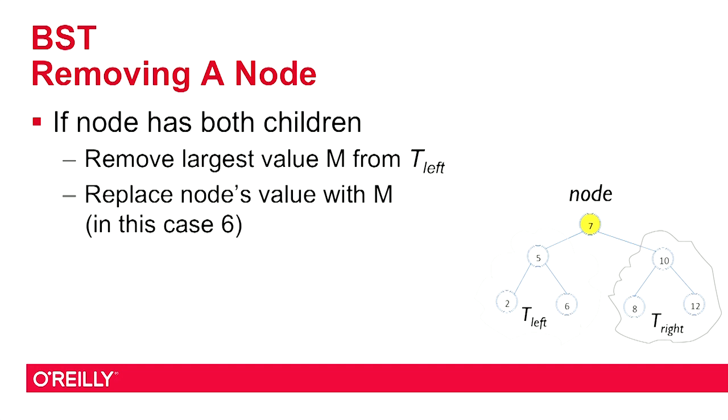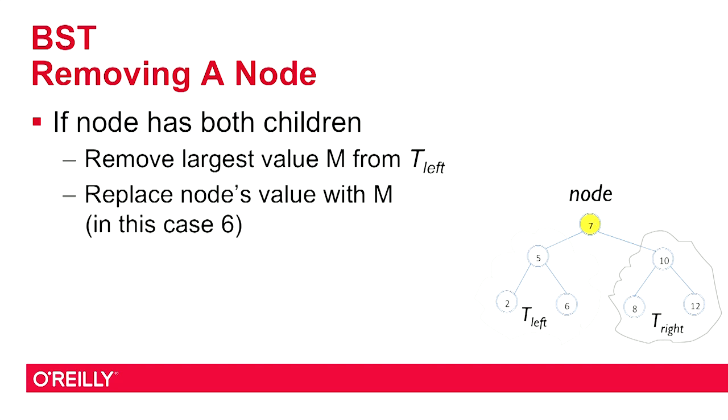I know that all the elements in the left subtree of a node are smaller than that node. In this case, 7 is greater than all the elements in this left subtree. But if you think about this left subtree, it must have some maximal value. And in fact, you can see it here, it's the number 6. So if I could just find the maximum value in the left subtree, then I should be able to replace my node that I'm about to delete with that maximum value.